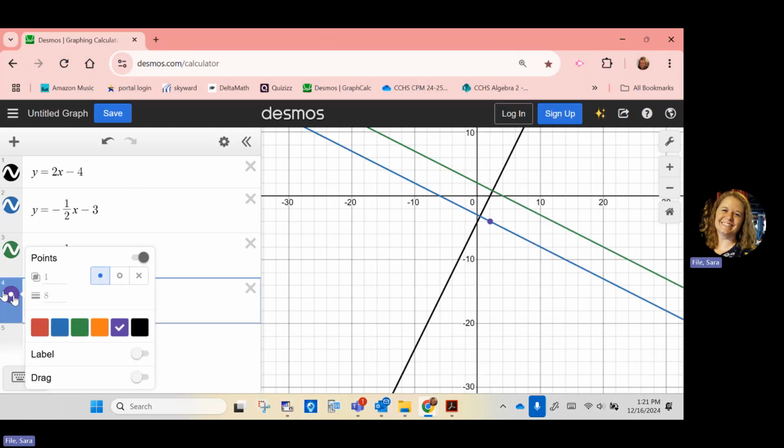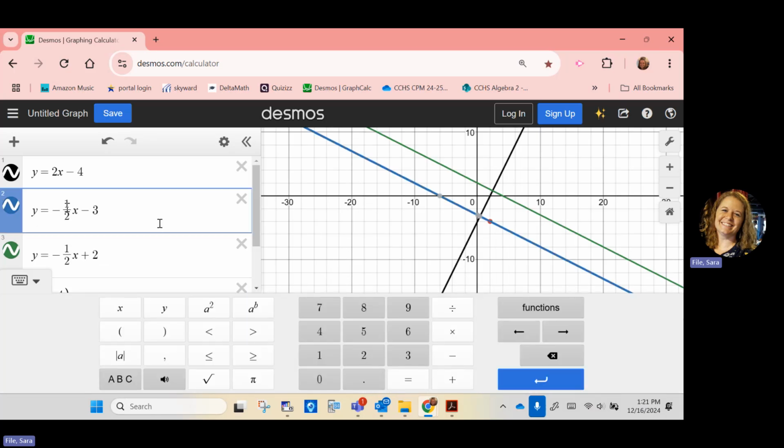I'm going to make it red so it stands out a little more. Does the blue line or the green line go through that point? The blue one, obviously, right? So it's this blue one. It's the -1/2 x minus 3.